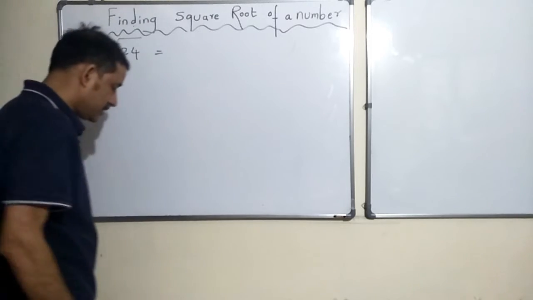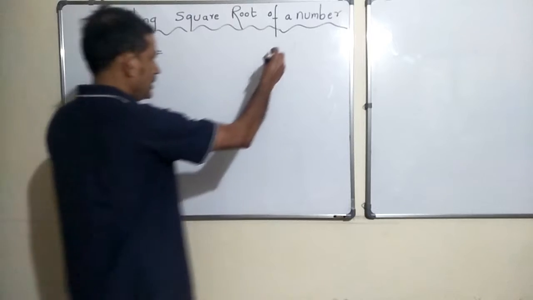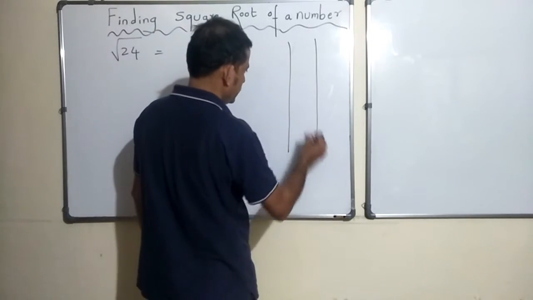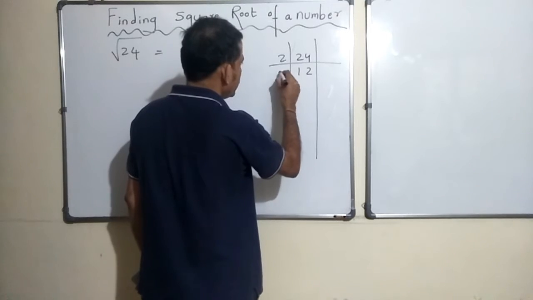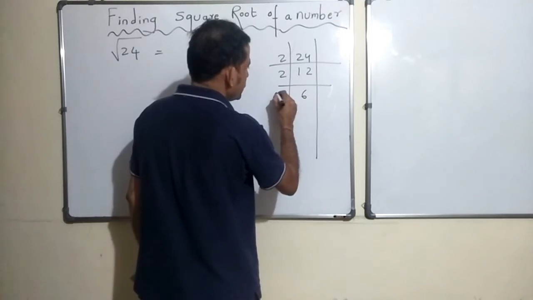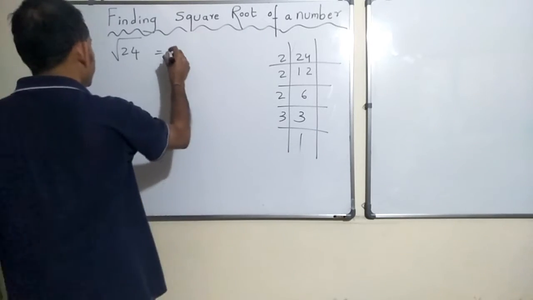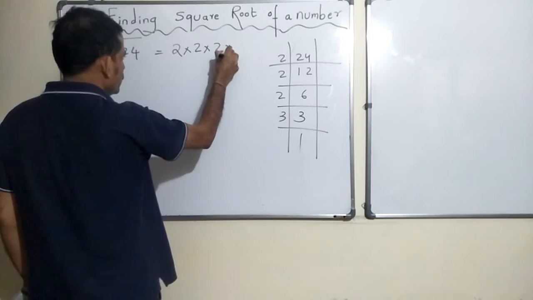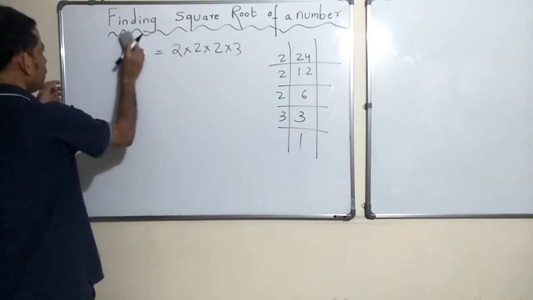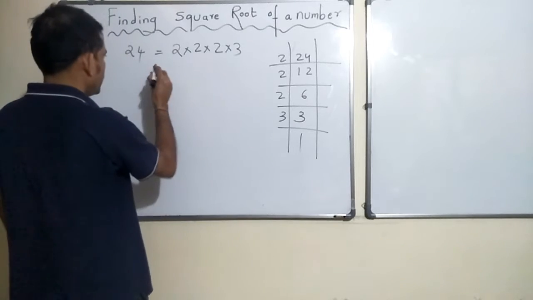So what is the square root of 24? Let's apply the prime factor method. 24, let's divide by 2, 12, 2, 6, 2, 3, 3 and 1, correct? So now I can say 24 is nothing but 2 into 2 into 2 into 3.